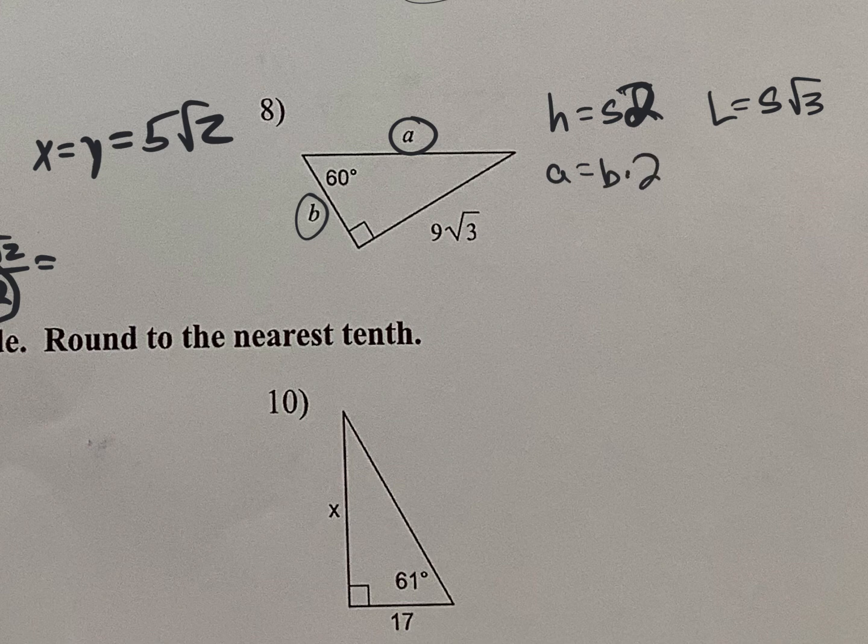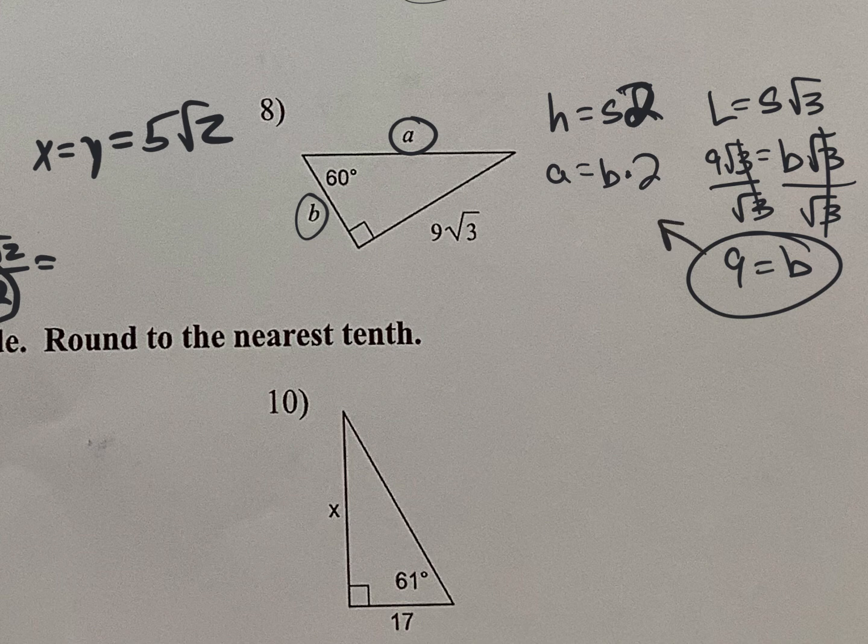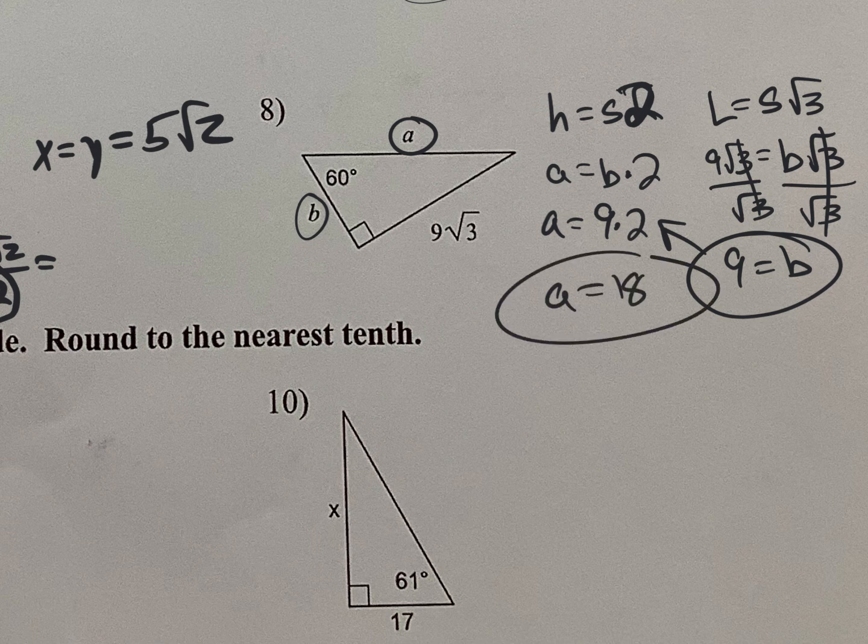So that doesn't help us yet. Long leg is 9 square root of 3. Short leg is B times the square root of 3. So here we're just substituting everything. Divide off the square root of 3. Those reduce out to 1s, so 9 equals B. And we substitute that in. A equals 9 times 2, so A is 18.